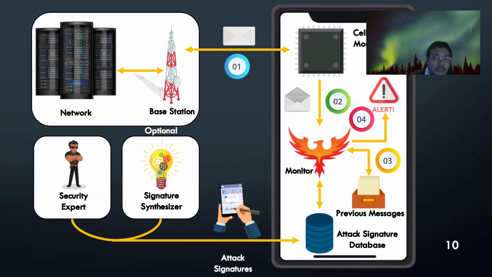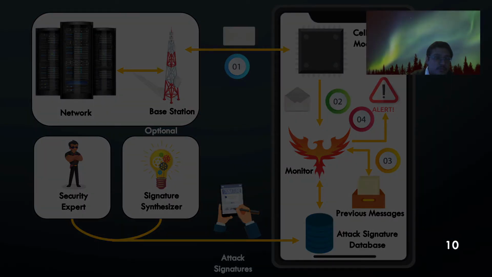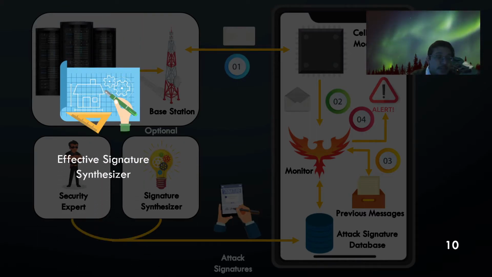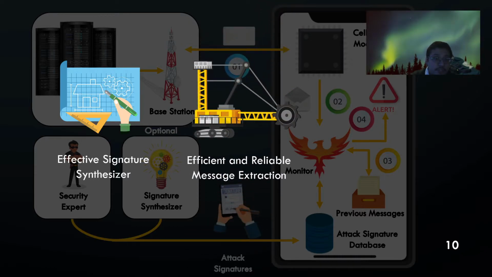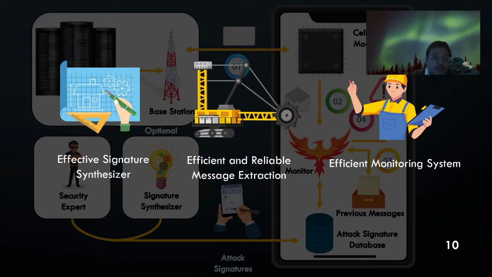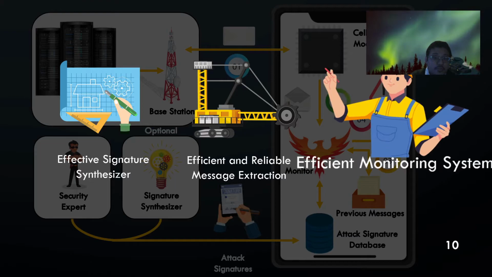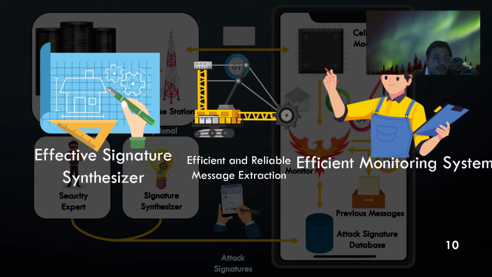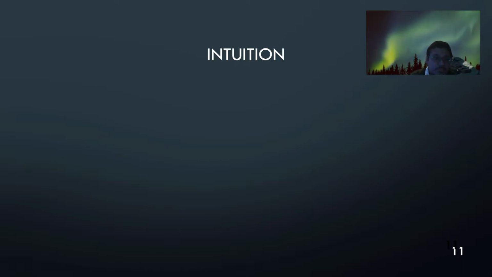So if we recall, this was our overarching goal for the Android application. But to get to this point, we need to meet certain criteria. First of all, we have to develop an effective signature synthesizer. We have to develop an efficient and reliable message extraction tool. And we need to develop an efficient monitoring system. So now we're going to be mainly focusing on the monitoring system, and then a high level talk about our signature synthesizer. So what's the intuition behind our work?